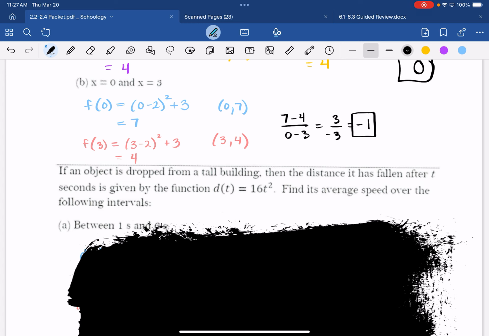Wait, is speed in miles per hour? Seconds, yep. What does this say after "and"? Average speed, and 6 seconds. Average speed from 1 to 6, so between 1 and 6 seconds.